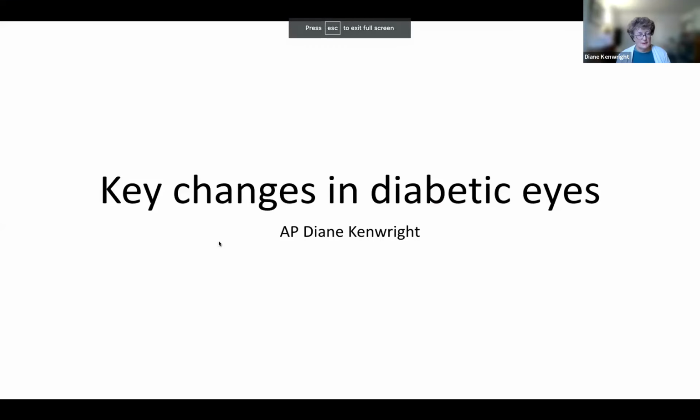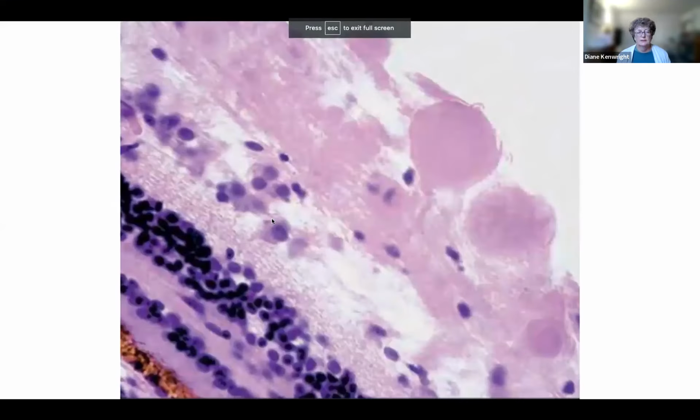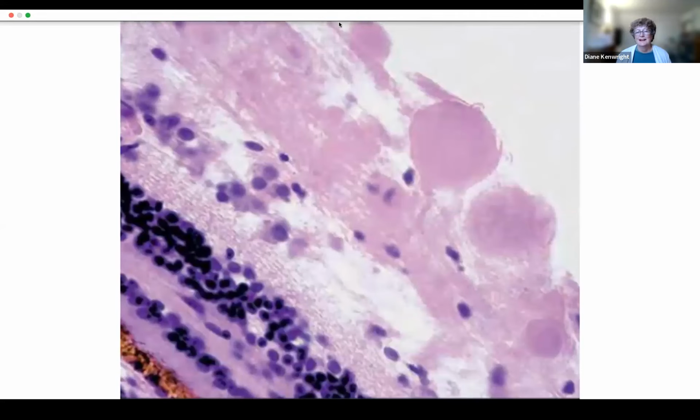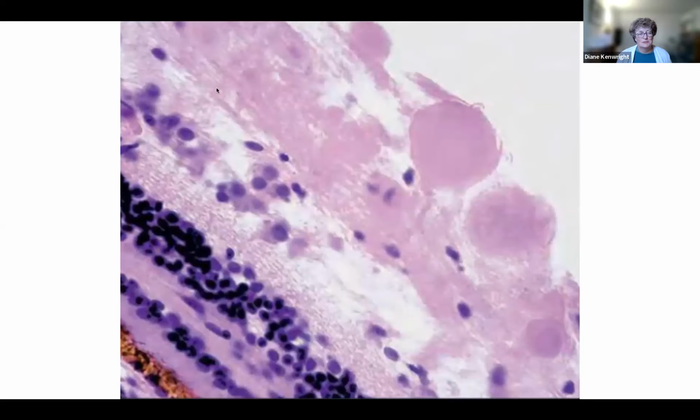Key changes in diabetic eyes. Right. What's this? Everyone tell me what this is in chat. Oh, you thought I was just going to talk. We don't do that. All right. Cotton wool spots. Yes, cotton wool spots, cystoid bodies. Well done. Yep.